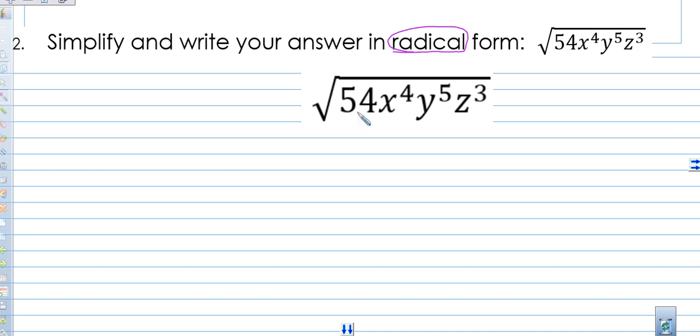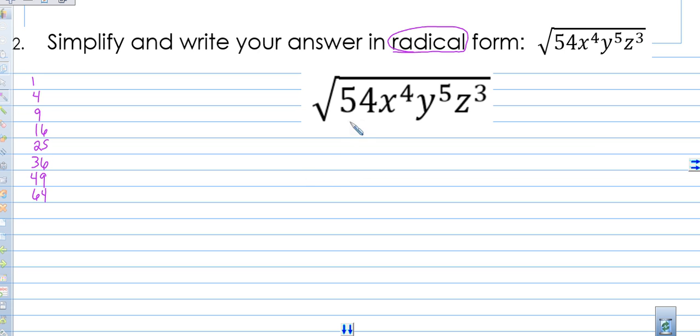So if you think back to your perfect squares list, you have 1, 4, 9, 16, 25, 36, 49, 64, and the list keeps going. We're looking to see if 54 is a perfect square. And we'll see 54 is not a perfect square, since it's between 49 and 64. Since it's not, we can't take the square root of 54 and get a simple, nice, neat number.